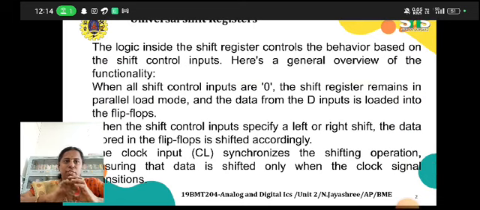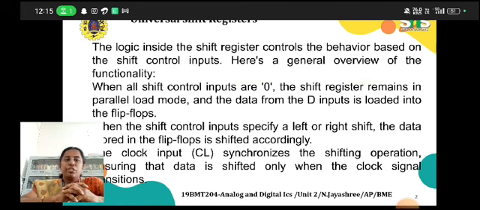The logic inside the shift register controls the behavior based on the shift control inputs, for example 1 or 0. Here is a general overview of the functionality. When all the shift control inputs are 0, the shift register remains in parallel load mode, and the data from the D inputs is loaded into the flip-flops.